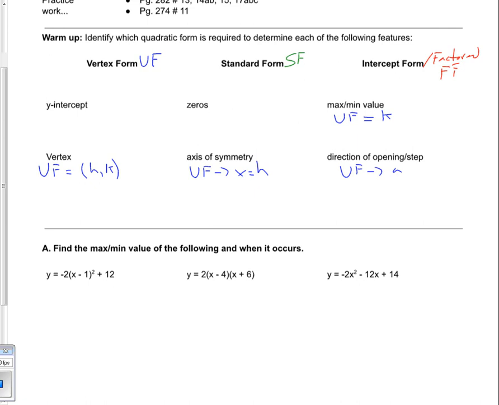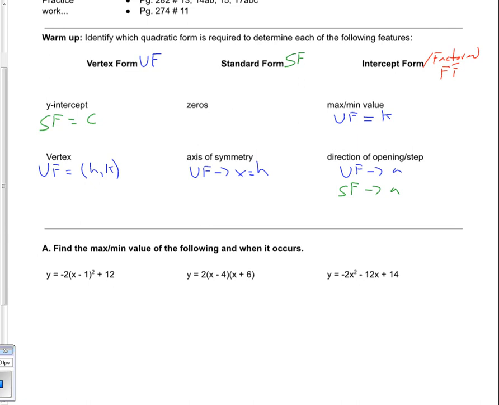For standard form of the equation, what can we figure out? Well, standard form, we can use that to get the y-intercept. And the y-intercept is always equal to the c value. Okay. We can't get zeros from standard form. We can't determine the maximum value. We cannot determine easily the vertex, nor can we determine the axis of symmetry, but we can determine the direction of opening. Okay, and so in standard form, we would determine the direction of opening again based on the a value.